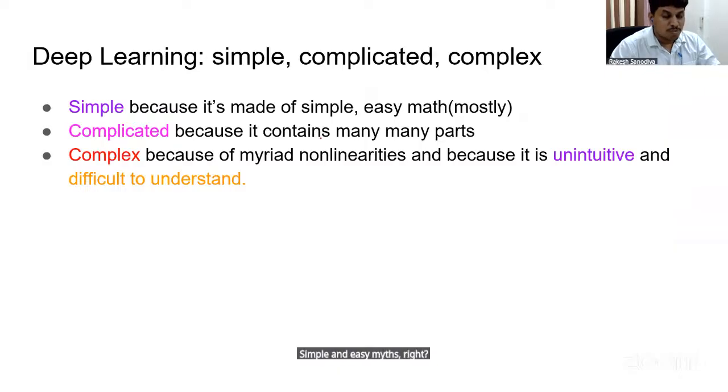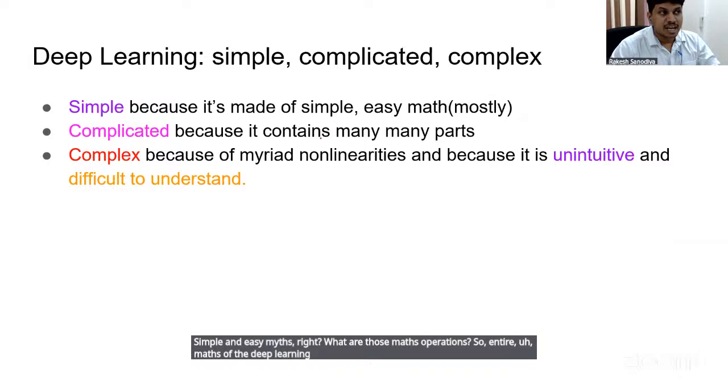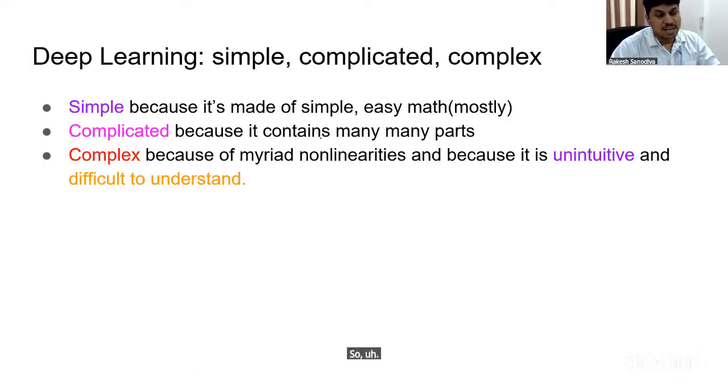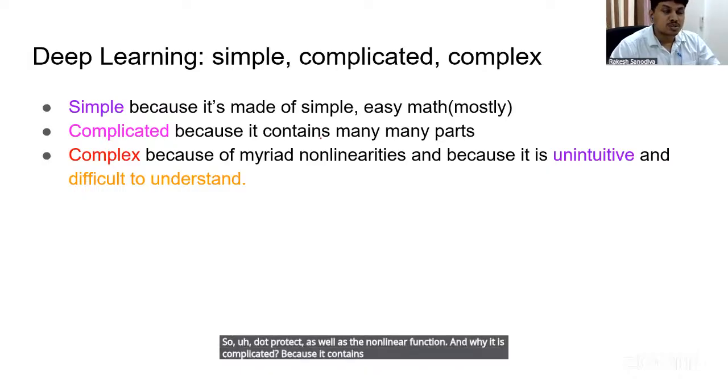What are those maths operations? So the entire maths of deep learning can be broken down into two simple operations: the dot product as well as the non-linear function. And why is it complicated? Because it contains many parts.